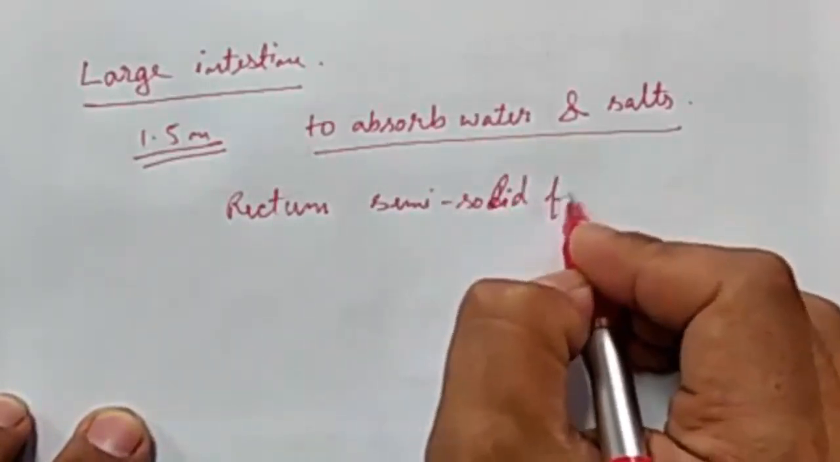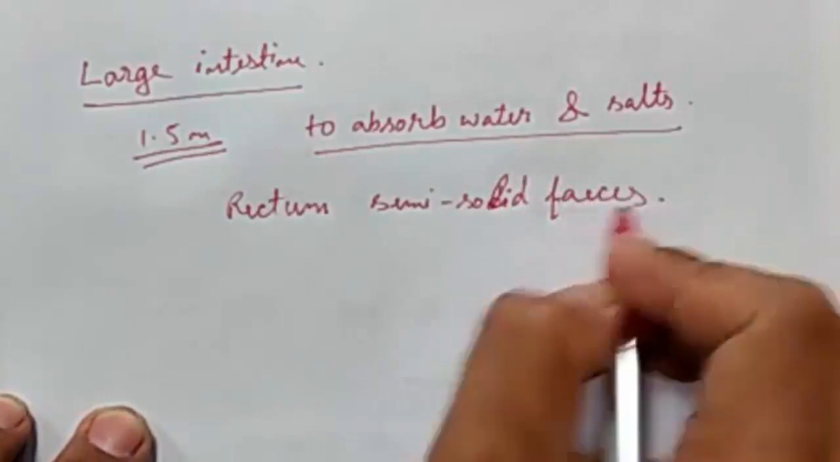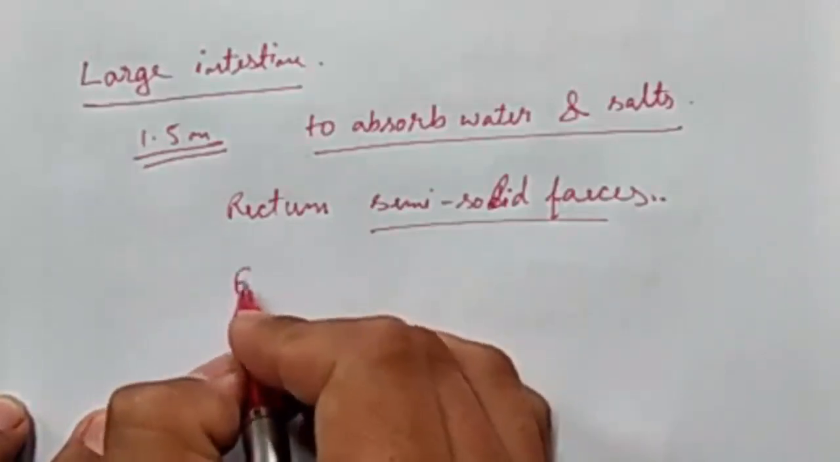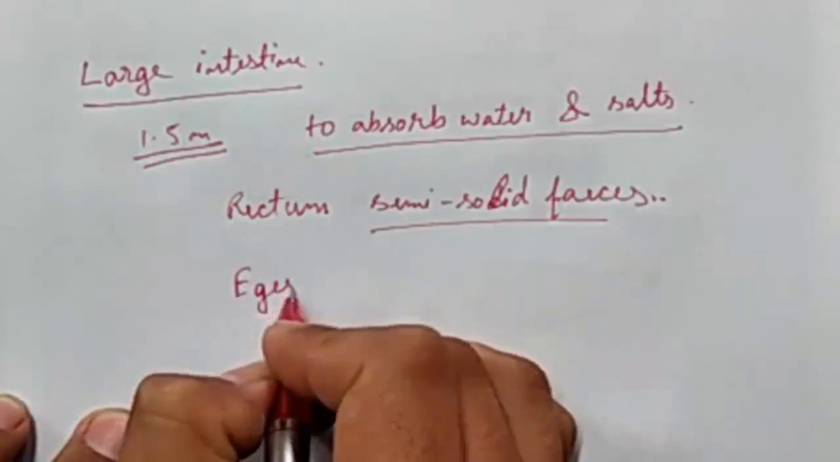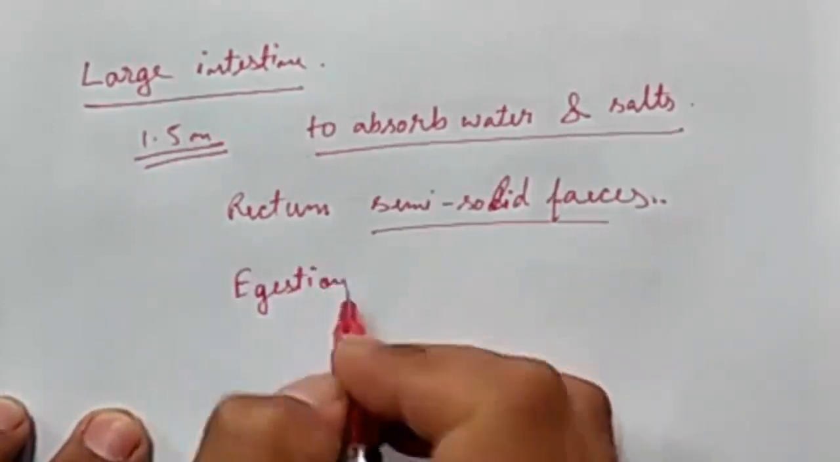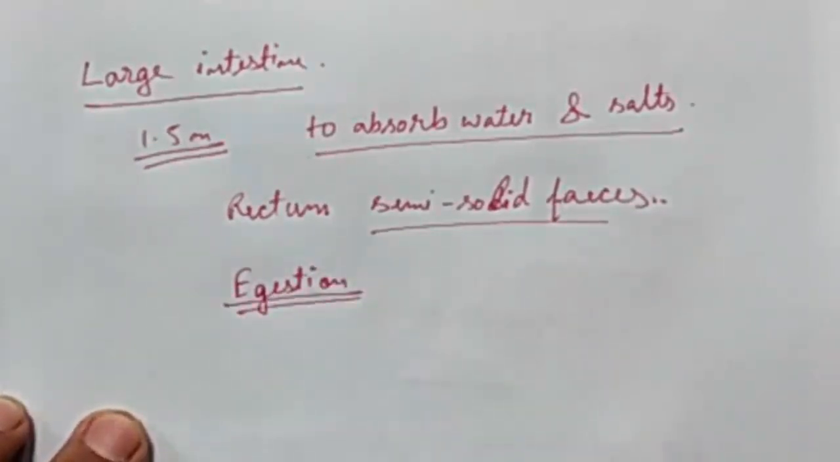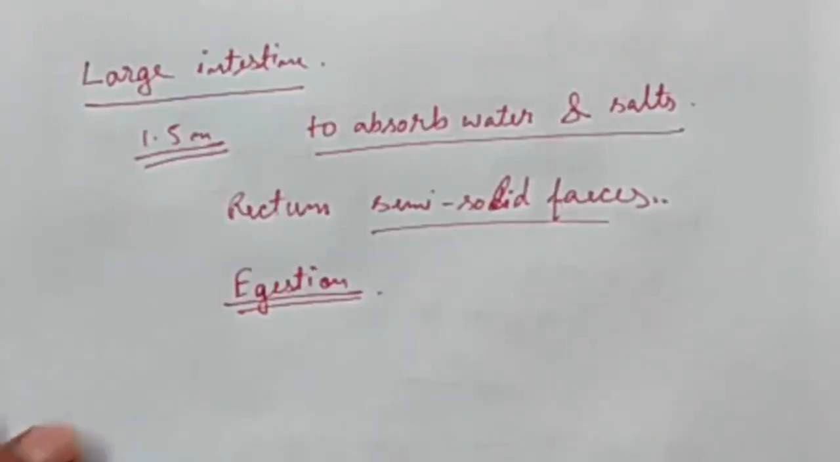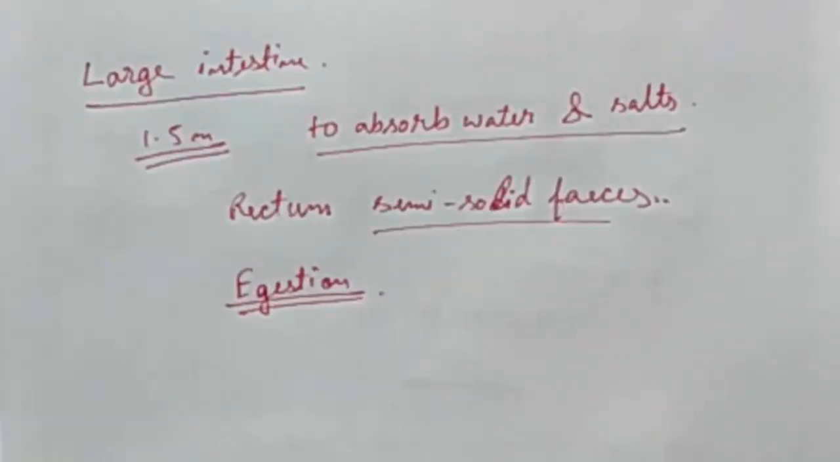Semi-solid feces. And then this fecal matter is removed through the anus from time to time. This is called egestion. Okay, you have to remember this term. Egestion is the removal of the fecal matter from the anus. Okay, here the digestion process is completed.